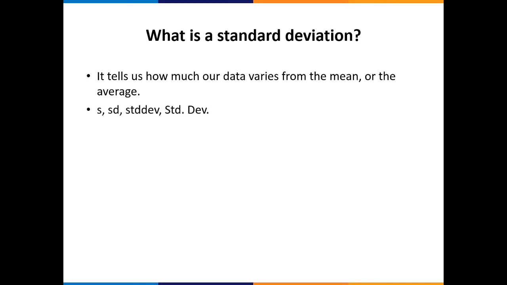When you look at standard deviations in a report, you usually see these abbreviations for it: S, SD, STD DEV, or STD period DEV. These are some of the common notations when people show standard deviations in the data they use in reports and tables.